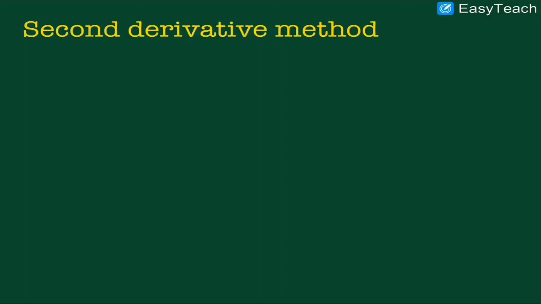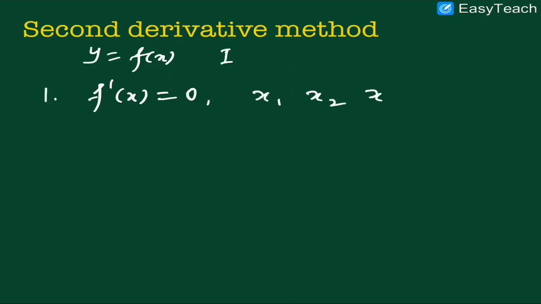Now see the second derivative method to find the local maxima and the minima. Now suppose y is equal to f(x) be any function which is defined in the interval I and is twice differentiable. Then in the first step we find f dash x and equate it to 0. Suppose we get x1, x2 and x3 like that. These points are the critical points.